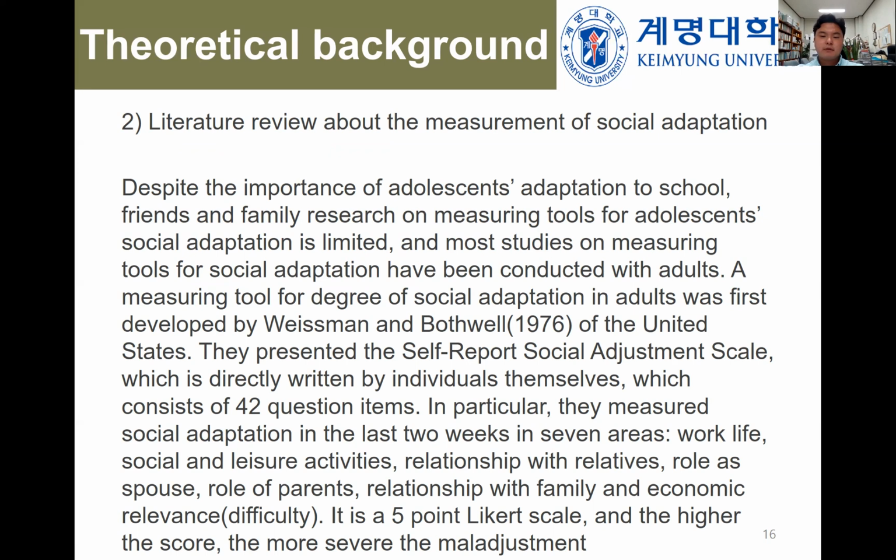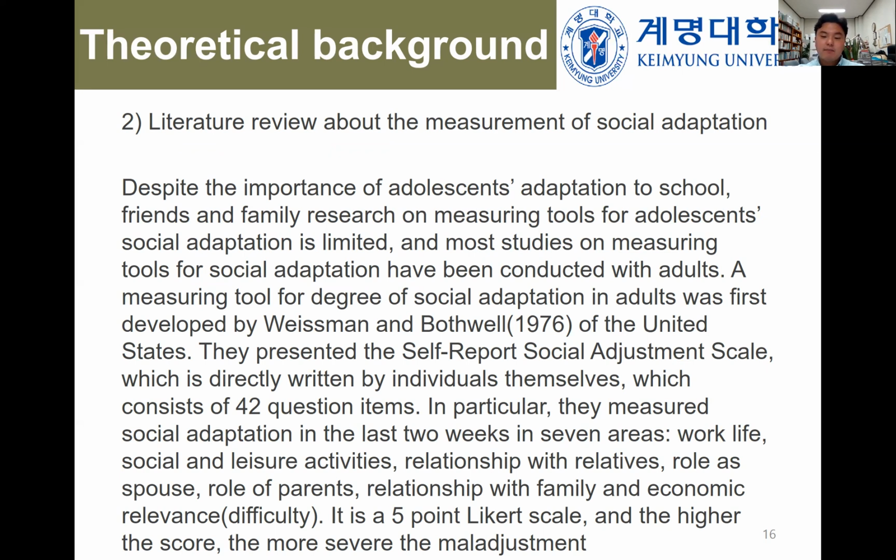Despite the importance of adolescents' adaptation to school, friends, and family, research on measuring tools for adolescents' social adaptation is limited. Most studies on measuring tools for social adaptation have been conducted with adults. A measuring tool for the degree of social adaptation in adults was first developed by Weissman and Bothwell of the United States. They proposed the self-reported social adjustment scale, which is written directly by individuals themselves and consists of 42 question items.